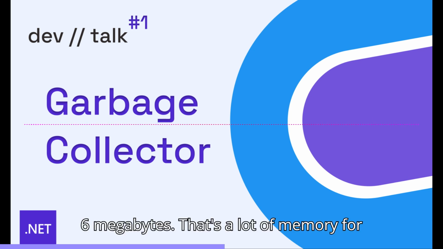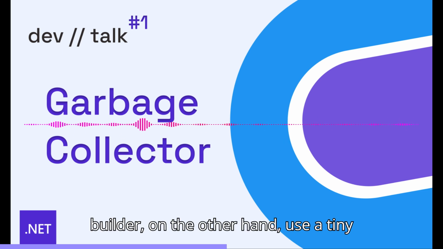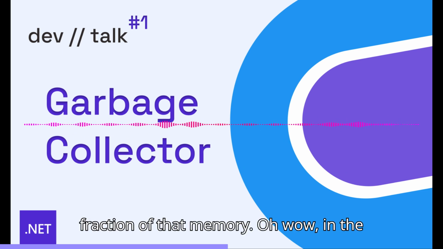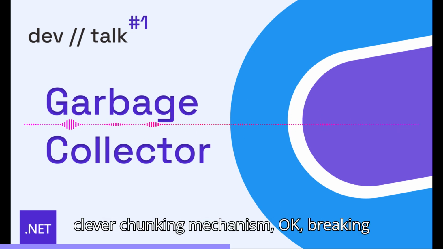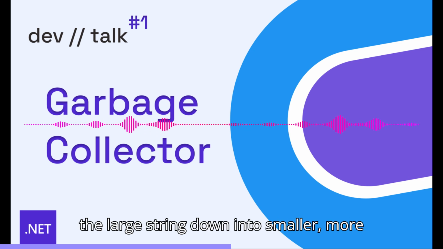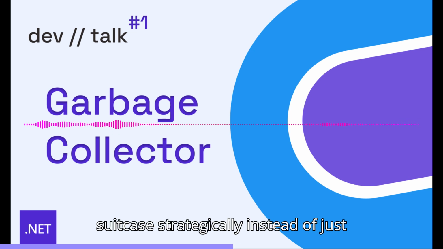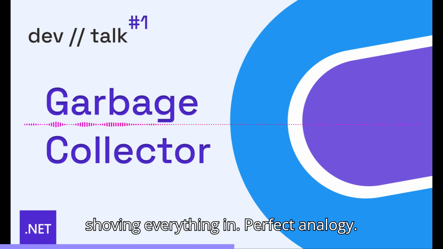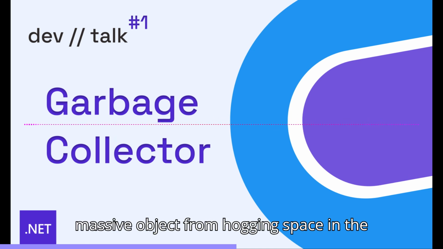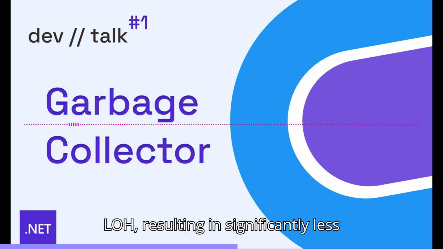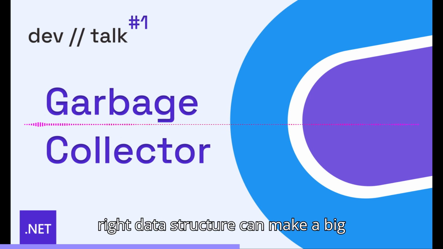6 megabytes. That's a lot of memory for just a string. It is. Now, the StringBuilder, on the other hand, used a tiny fraction of that memory in the LOH. Why? Because it uses this clever chunking mechanism, breaking the large string down into smaller, more manageable chunks. It's like packing a suitcase strategically instead of just shoving everything in. Perfect analogy. This chunking prevents a single massive object from hogging space in the LOH, resulting in significantly less pressure on the garbage collector and much better performance. So choosing the right data structure can make a big difference.